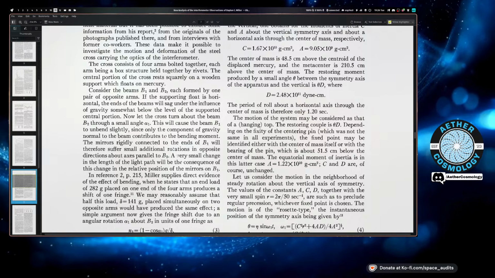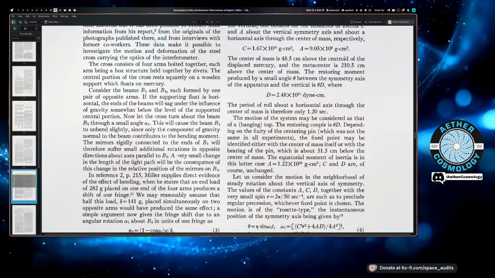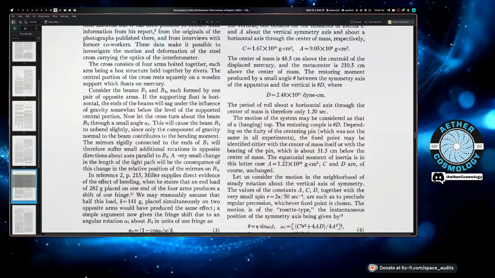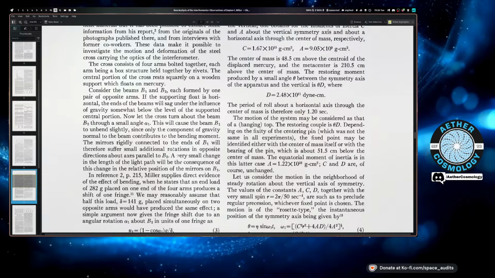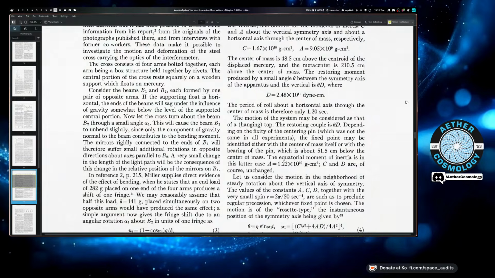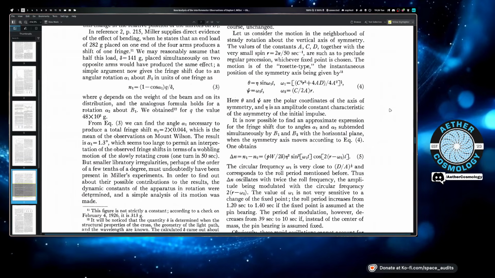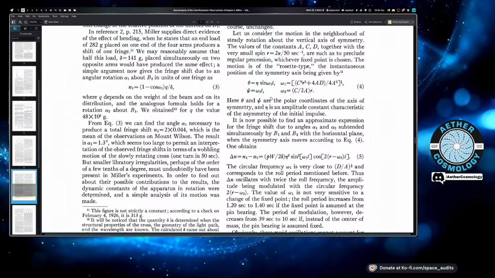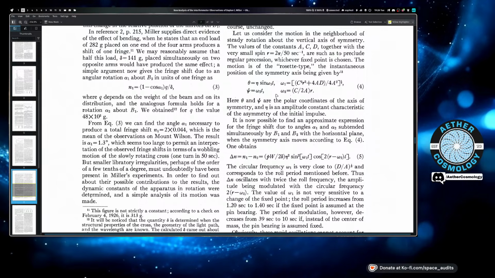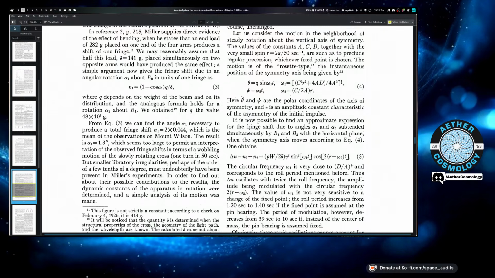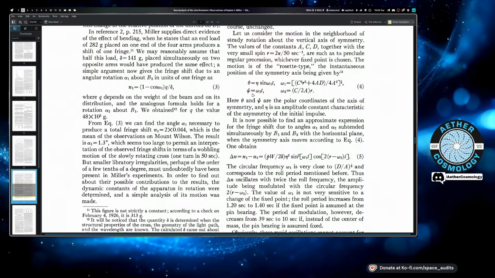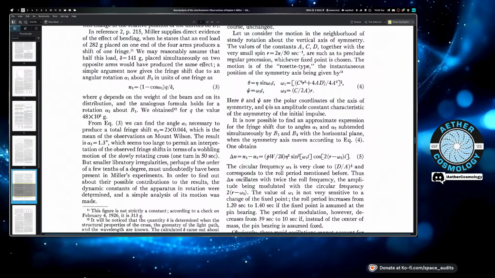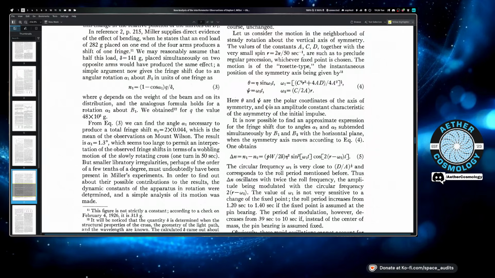Okay, a simple argument now gives the fringe shift due to an angular rotation of alpha 1 about B2 in units of one fringe as of the equation 3, where Q depends on the weight of the beam and on its distribution. And the analogous formula holds for rotation of A2 about B1. We obtained, citation 12, I question that. We obtained for Q the value of 48 times 10 to the 3 grams.